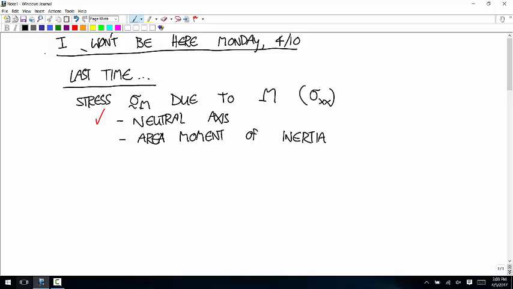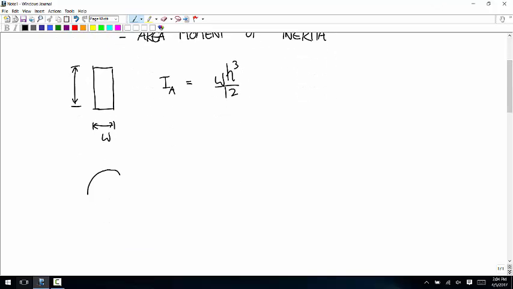And I gave you formulas for the two simple shapes that we'll need to know. So for a rectangle, if this is W and this is H, then it's W H cubed over 12. And then the only other shape we need is a circle. If this is capital R, then the area moment of inertia is pi R to the fourth over 4.